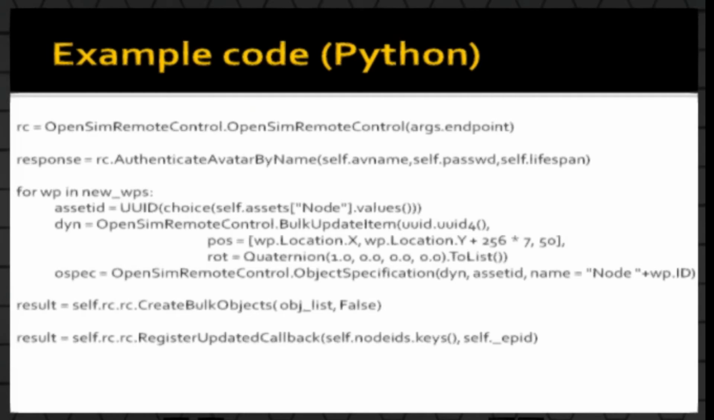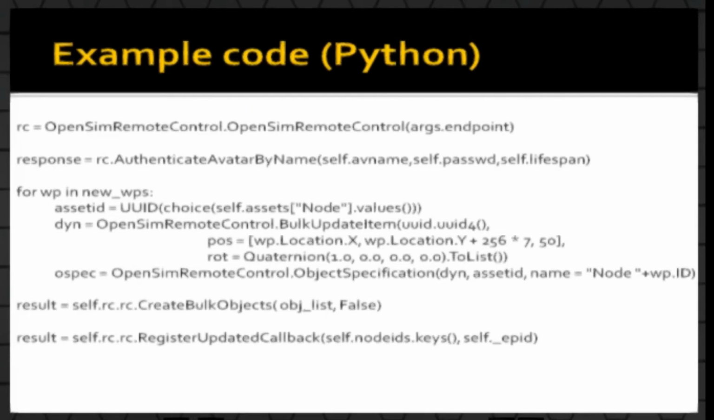I actually took this directly from my application, which is getting the waypoints that were created by the OpenStreetMap editor, and for each waypoint, I update. Basically, I create an update item structure with a new location and the new rotation, and also what kind of asset it is. What asset should represent this waypoint? So that's the object itself, and then I do create bulk objects.